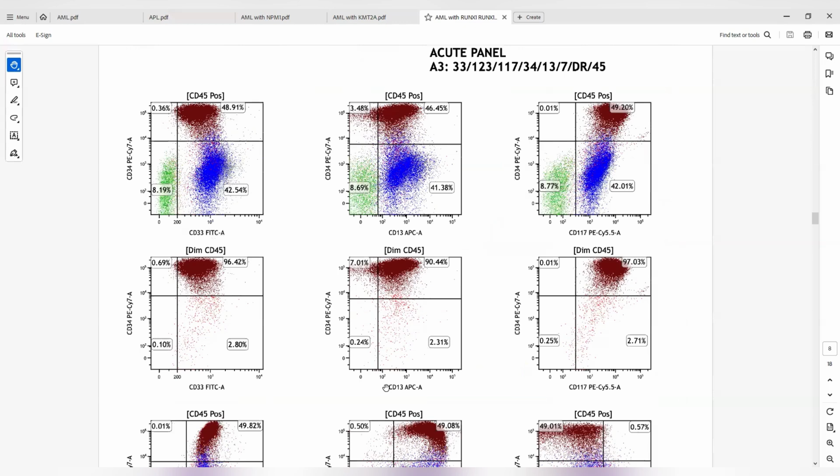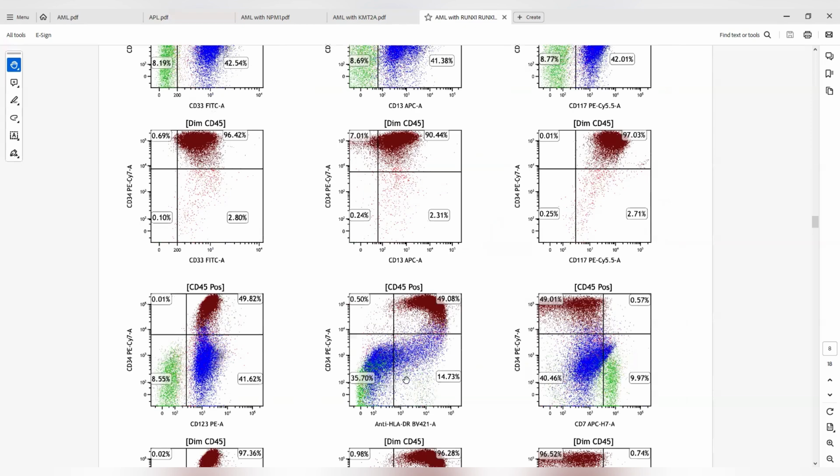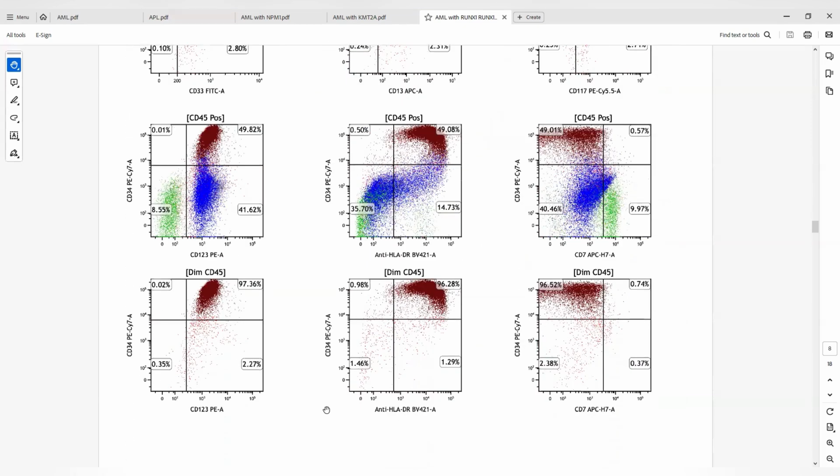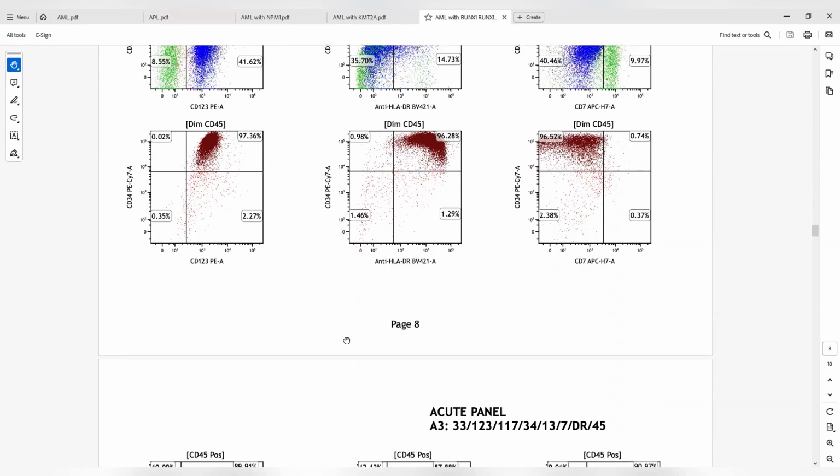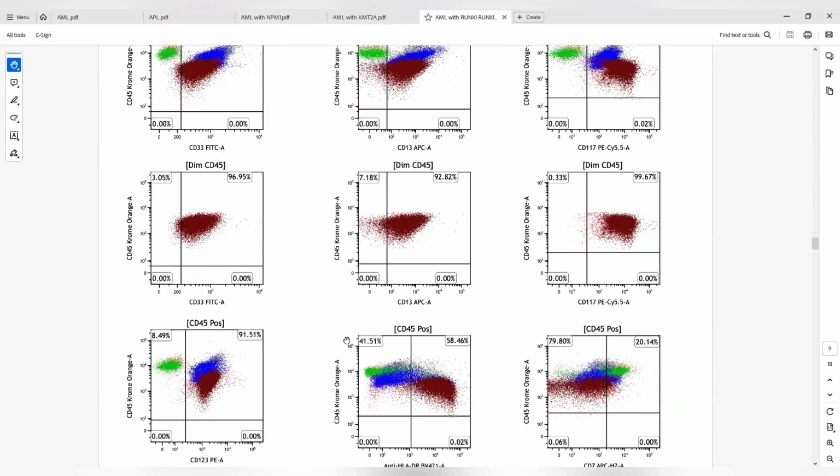And here our population is positive for CD13, CD33, and CD117. So it seems like we're dealing with a myeloid blast population. HLA-DR is positive in these cells, and CD123 is positive in about 97% of the cells. So that's important for treatment.